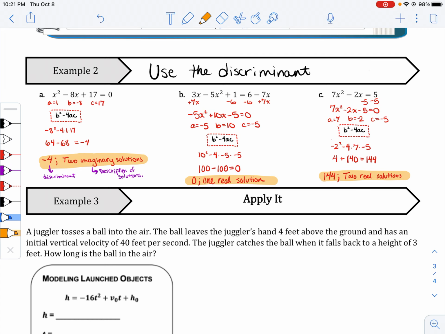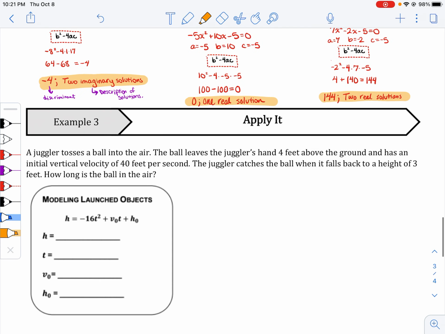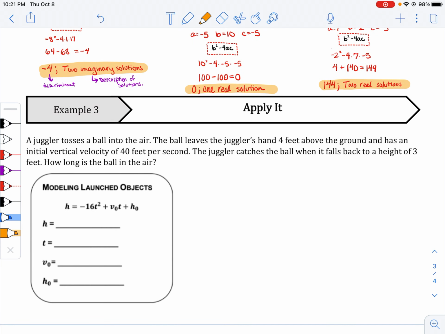Let's look at one last part here. So applying this, we have this scenario where a juggler tosses a ball into the air. The ball leaves the juggler's hand 4 feet above the ground and has an initial vertical velocity of 40 feet per second. The juggler catches the ball when it falls back to the height of 3 feet. How long is the ball in the air?